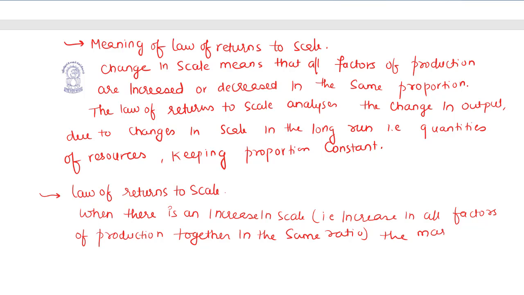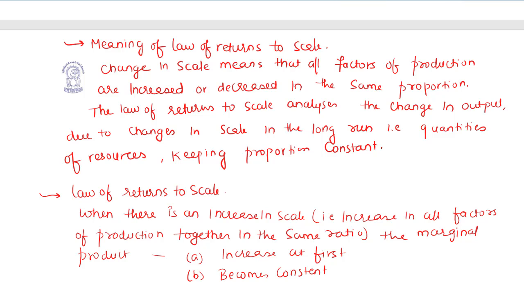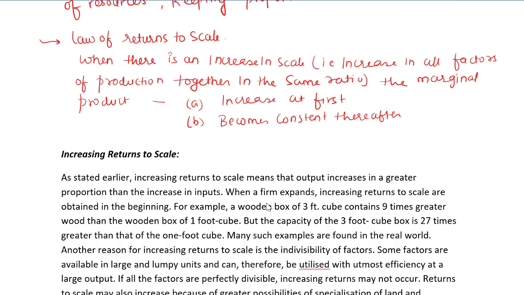the marginal product will increase first, then it will become constant, and at last it will start decreasing beyond a certain level. Stage 1, stage 2, stage 3.